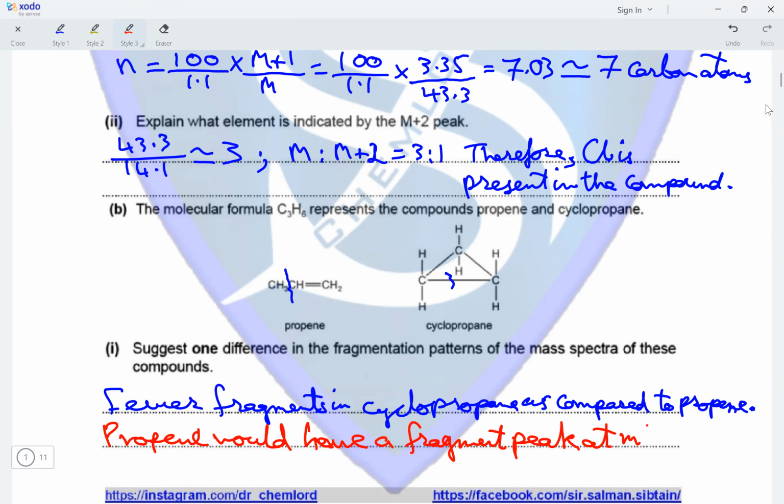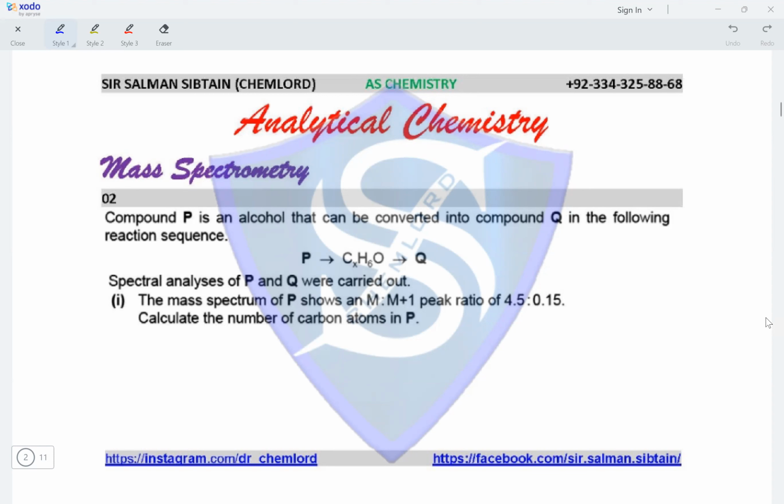Question 2. Compound P is an alcohol that can be converted into compound Q in the following reaction sequence. P gives a compound CxH6O, and then it gives Q. Spectral analysis of P and Q were carried out. The mass spectrum of P shows an M to M plus 1 ratio of 4.5 to 0.15. Calculate the number of carbon atoms in P.